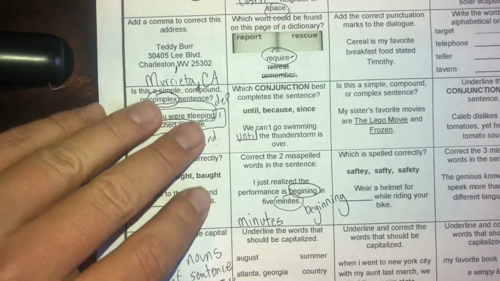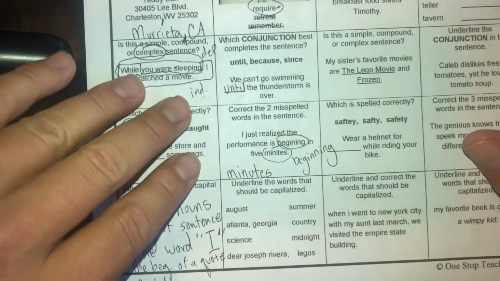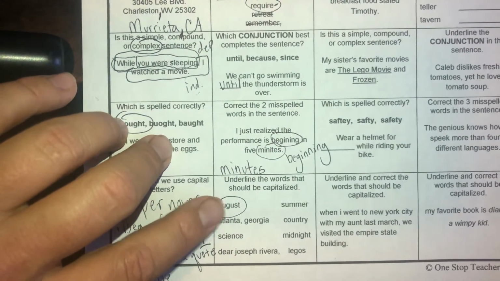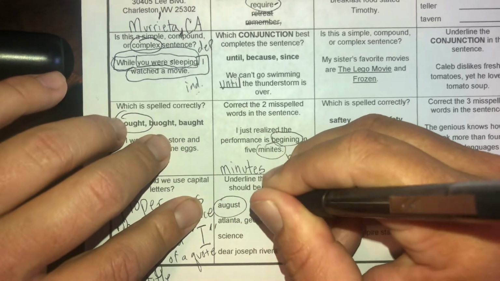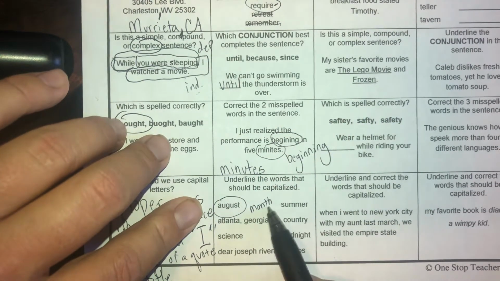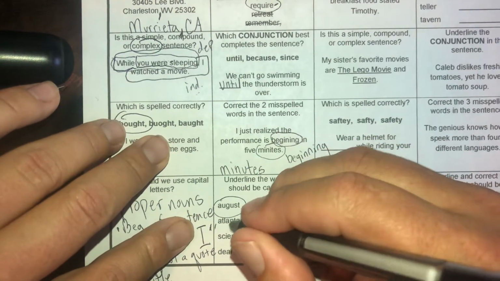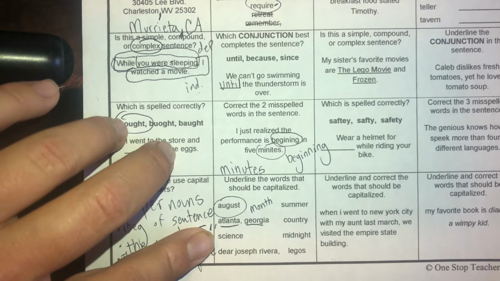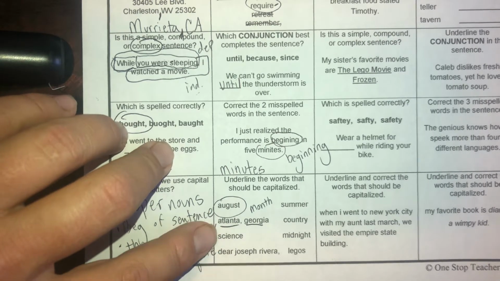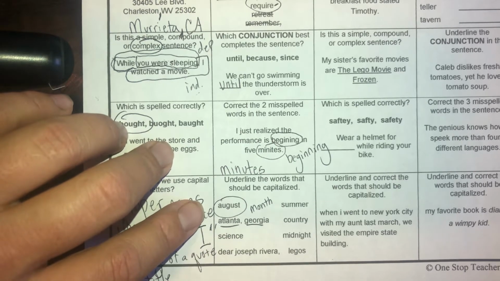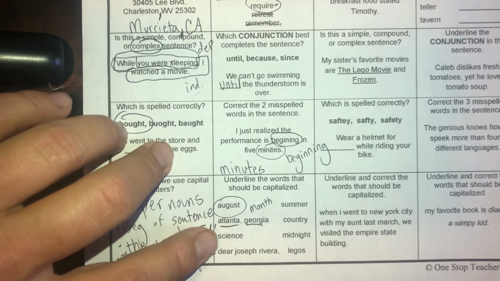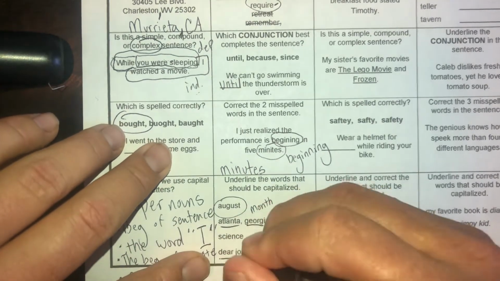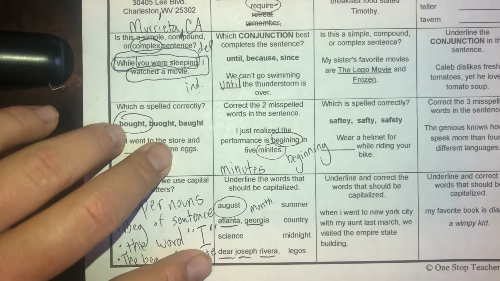Underline the words that should be capitalized. Okay, words that should be capitalized are proper nouns. August is a proper noun. What would be the common noun for August? Month is the common noun. Atlanta, Georgia, both of those. Science, sometimes it can be capitalized if you're talking about Science 101, if it's the actual name of a class. But in this case, I don't think they want that capitalized. Dear Joseph Rivera should be capitalized.